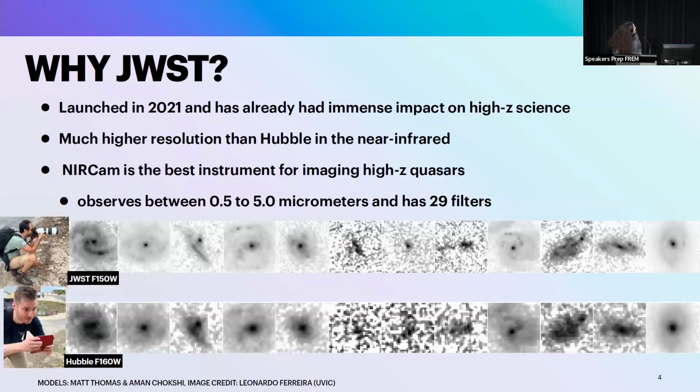So why JWST? So it was launched in 2021, and it has already had immense impact on high Z science, as we've heard previously, and we'll continue to hear about in the rest of this session. And it has a much higher resolution than Hubble.